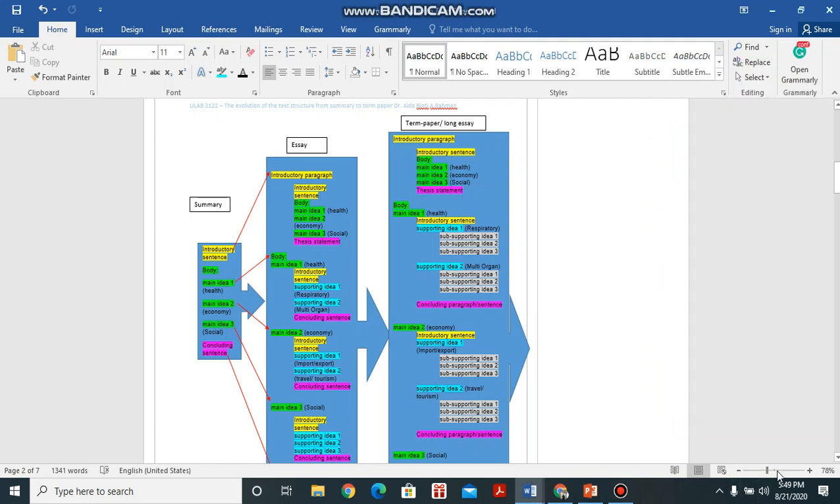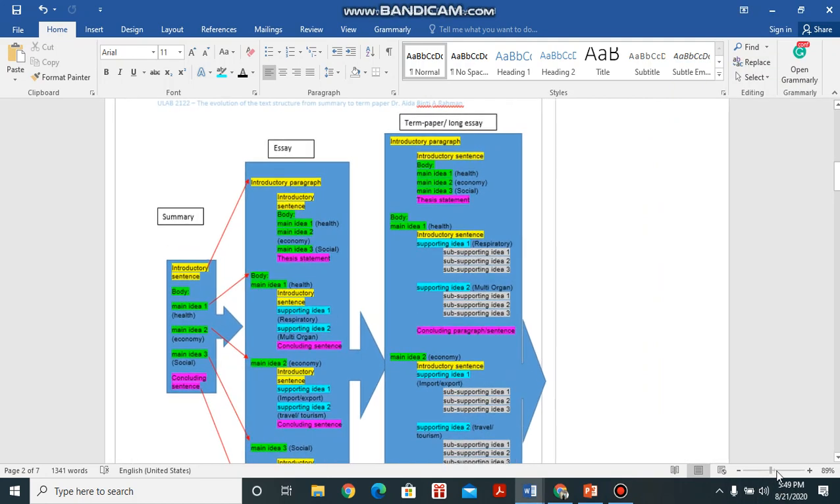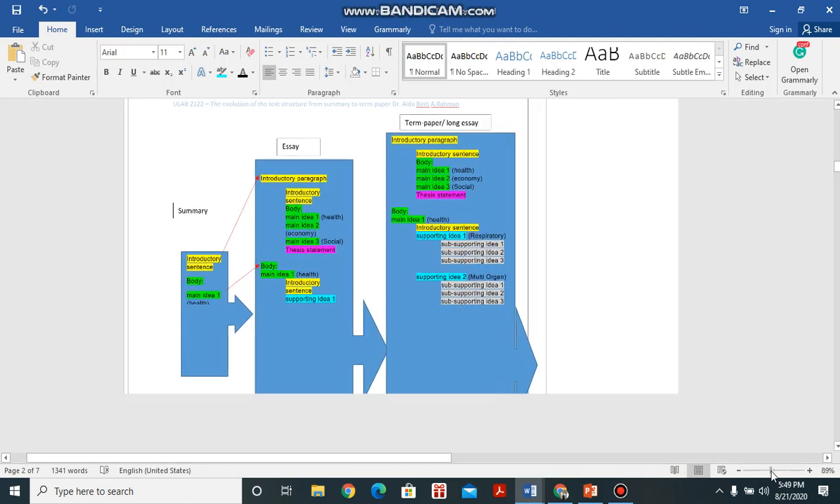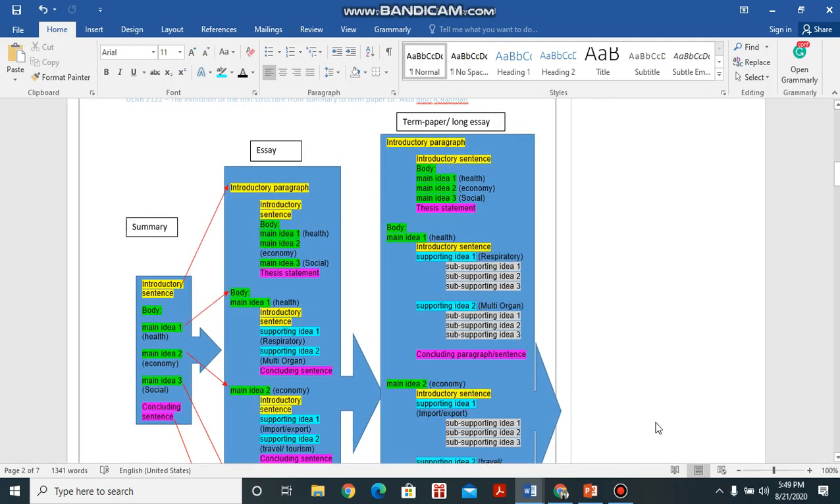Okay, now, if you take a look at the introduction just now, you can see that the introduction is the same. So normally people write only one paragraph of introduction in the term paper as well. Which part do you think that they expand? Well, it's in the body or the content of the term paper.